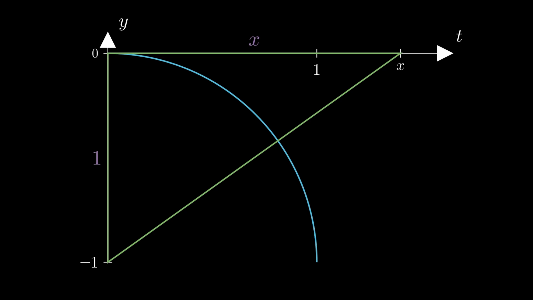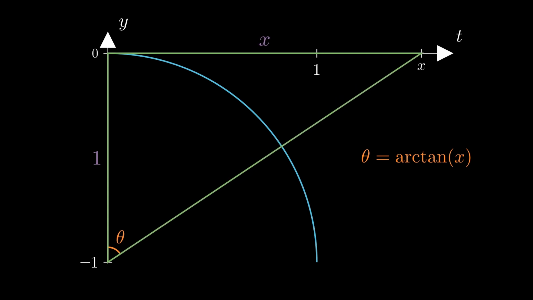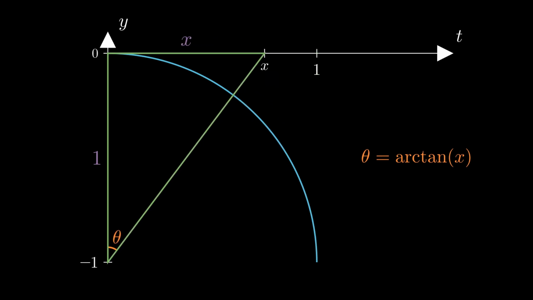As a result, if we label this angle to be equal to theta, then we're going to find using this triangle that theta is equal to the arctangent of x. Now, we can think of this angle as a function of x. Its size changes as we vary x in accordance with the arctangent function.